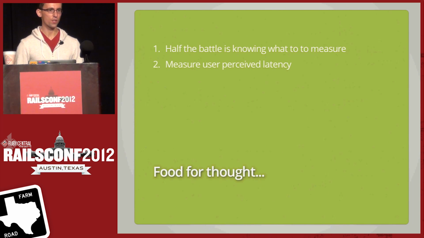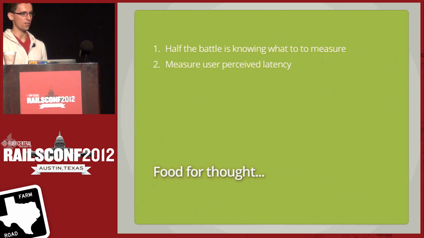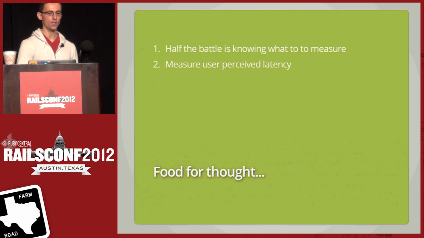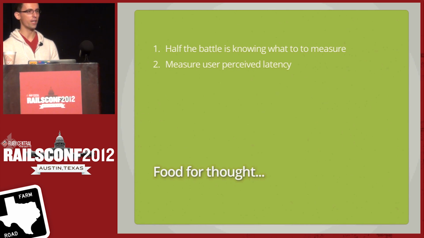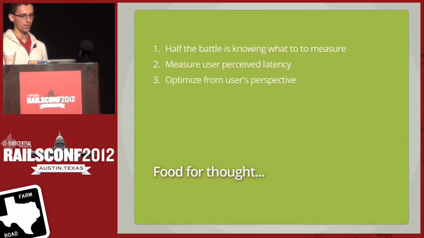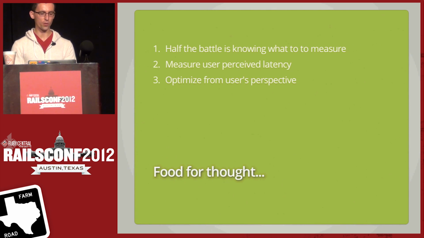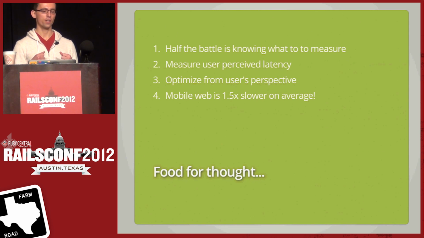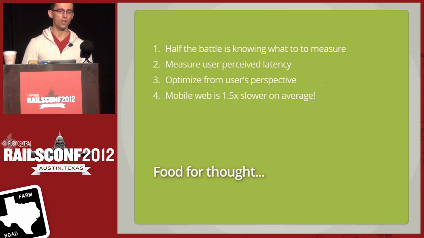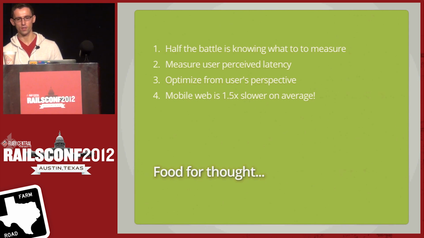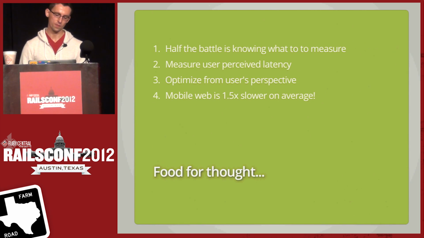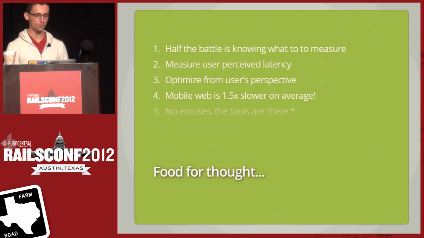Second one is measure user perceived latency, right? That's just a hint. From our experience, measuring that is the most important thing you can optimize. Optimize from the user's perspective. Don't focus on that SQL query. Focus on the user's perspective. Use that as a forcing function. Keep in mind that mobile is a lot slower, right? And 1.5 is a very optimistic estimate. So there's a lot to be done there.